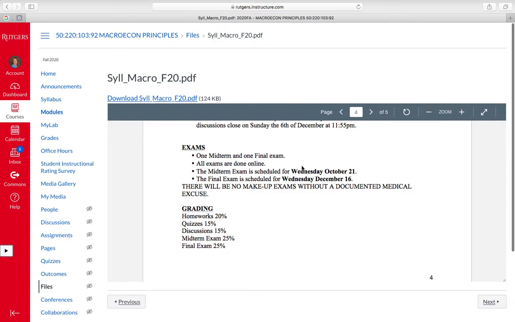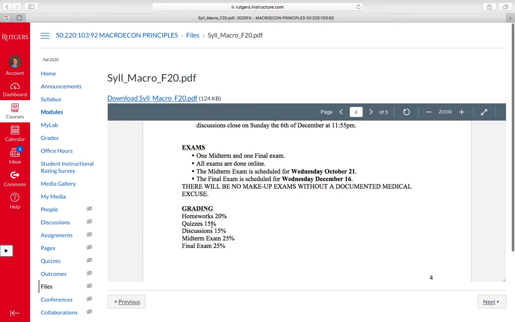Exams: we have just 1 midterm and 1 final exam. Everything is online, so this is just an online course. You have here the date for the midterm and the date for the final exam. And these are the grading weights for each assessment. As you can see, the exams count for 50% of your grade, so you really need to study very well for these exams.